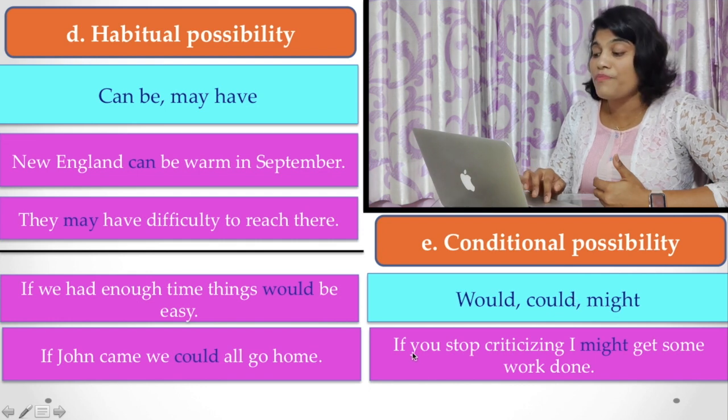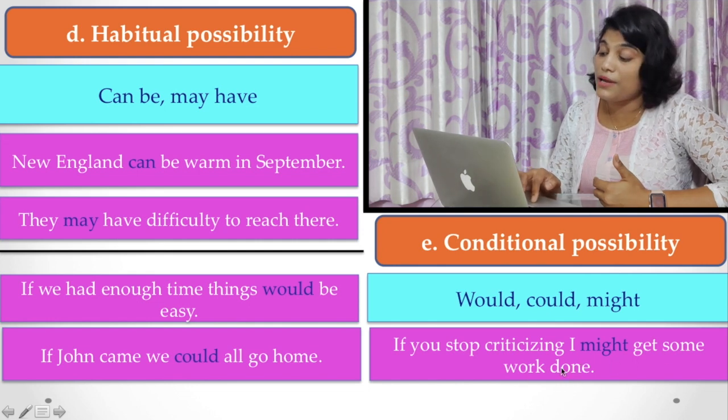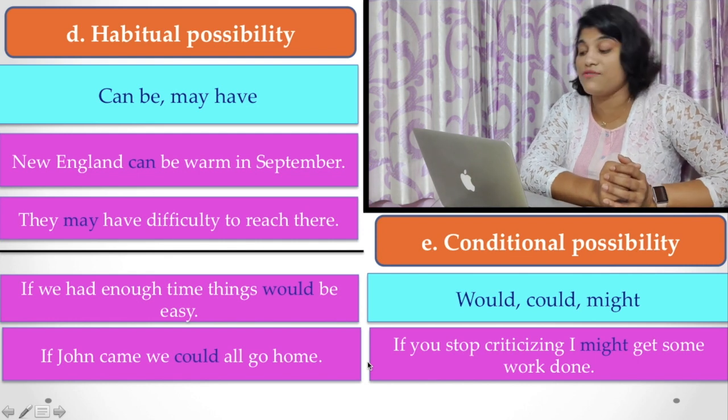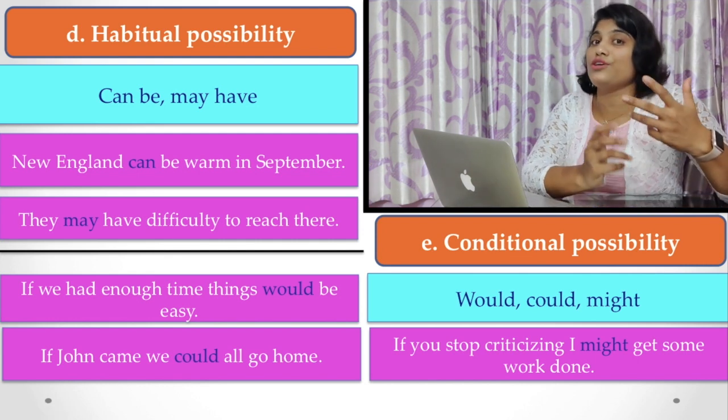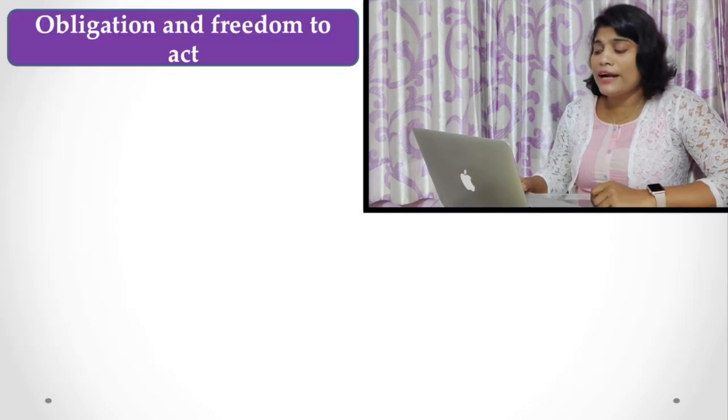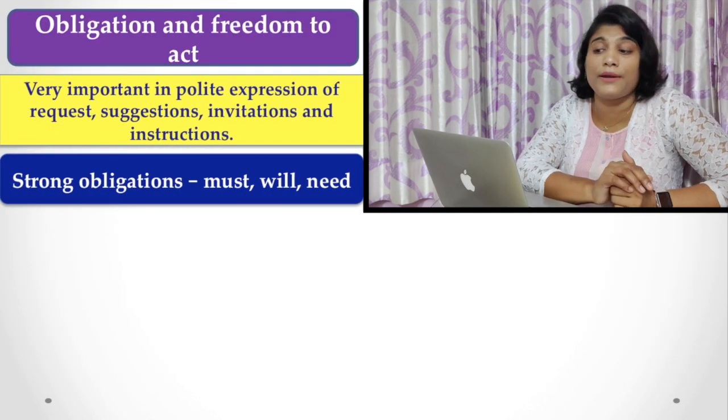Similarly, might also: if you stop criticizing, I might get some work done. In both cases, if it is a conditional probability or possibility, you have to use would, could, and might. Now, what is obligation and freedom then?